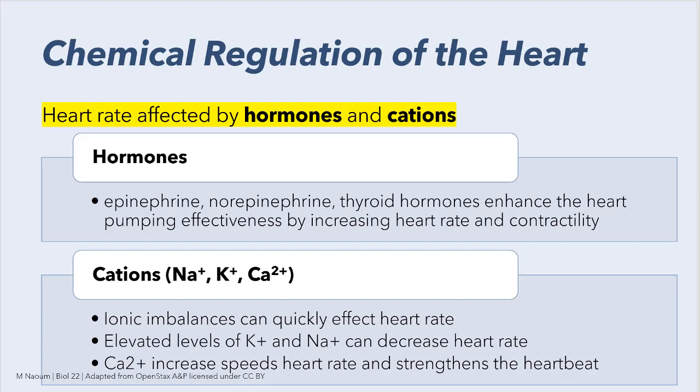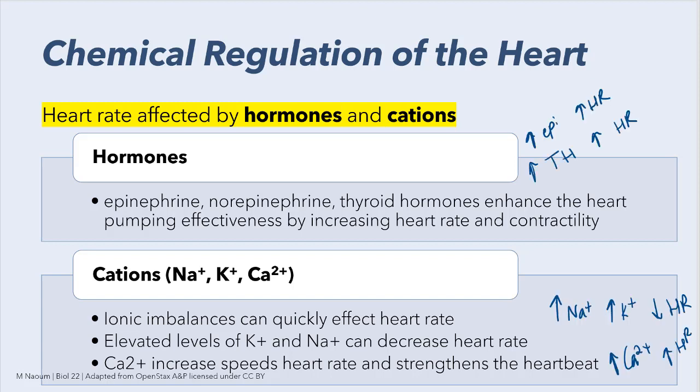Cations, on the other hand, like sodium and potassium, have a different effect. If we see elevated levels of potassium or sodium, this can lead to a decrease in heart rate. An increase in calcium, compared to the first two ions that I just mentioned, actually increases the heart rate and strengthens the heartbeat as it's involved in contraction.